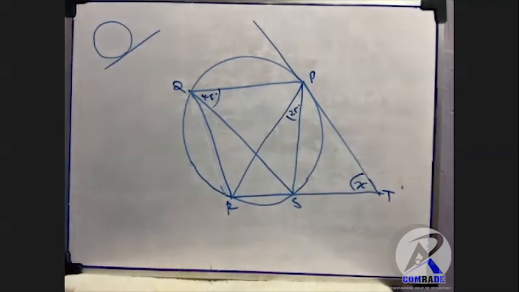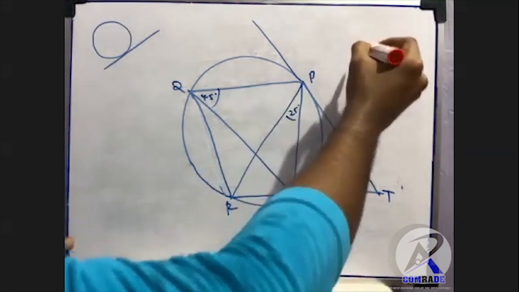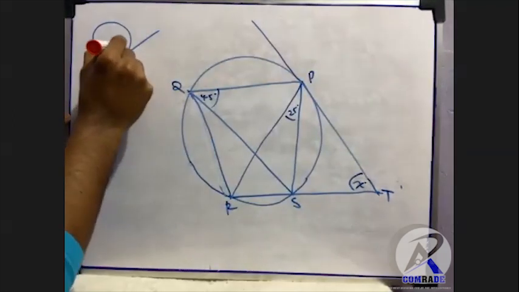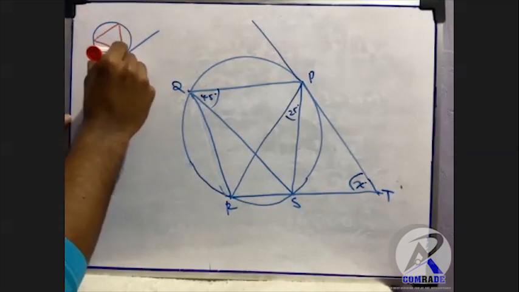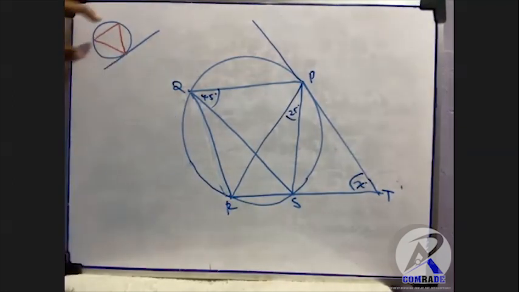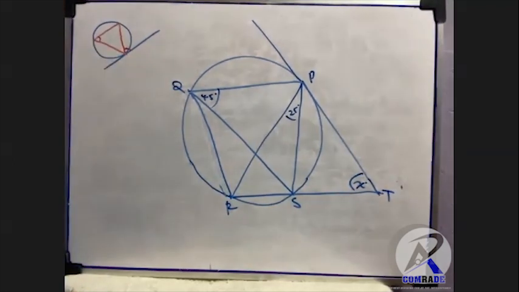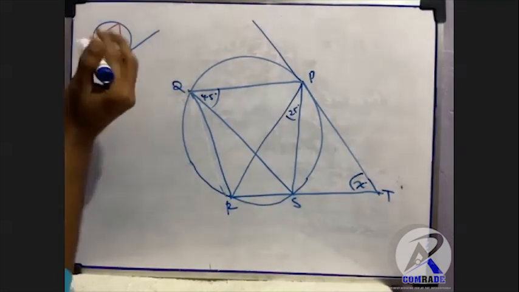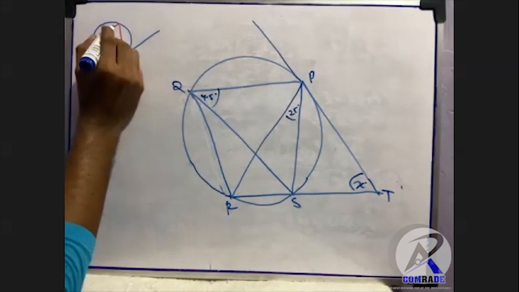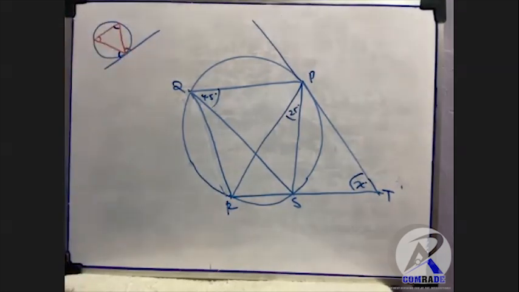First I want to tell you, in a circle, if there's a tangent like this, and you have a triangle inside that contacts the circumference of the circle at its corners, then when you draw the tangent, this angle equals this angle, the adjacent angle. You need to know that. That is the first thing.